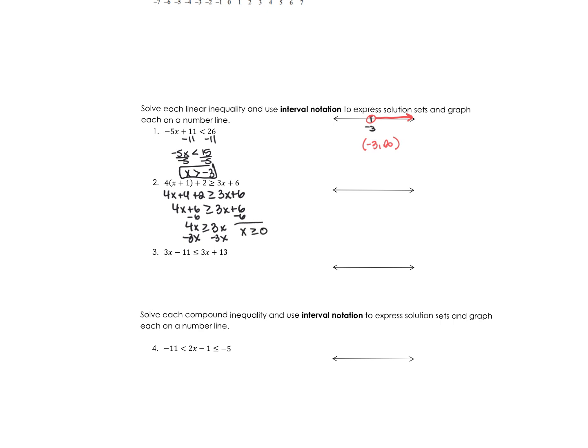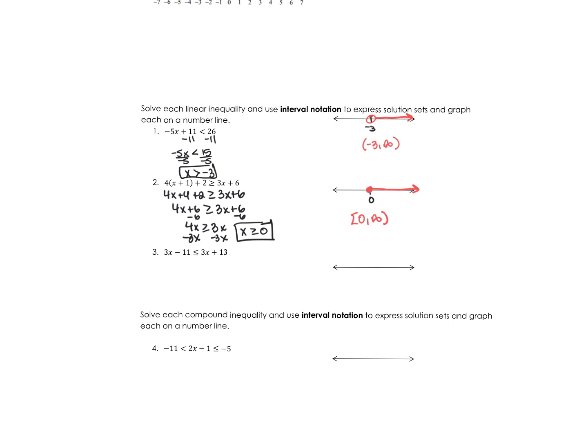So this is our solution. And we'll have to draw the graph of that. So if this is 0, then it will be a closed circle, and we'll go to the right. And then in interval notation, that's 0 to positive infinity.